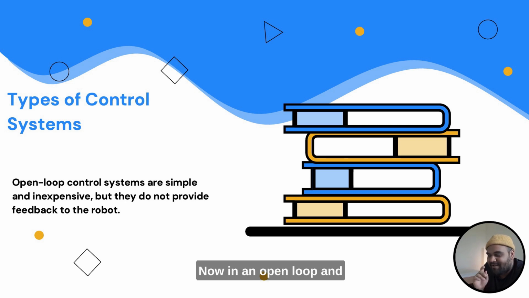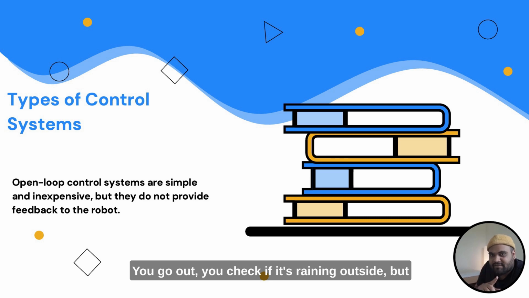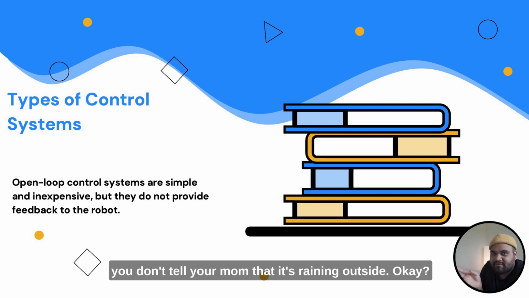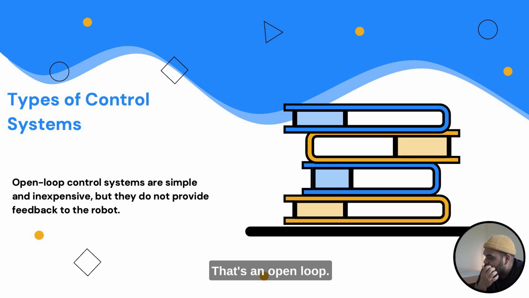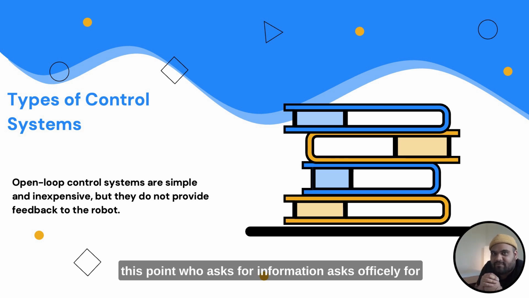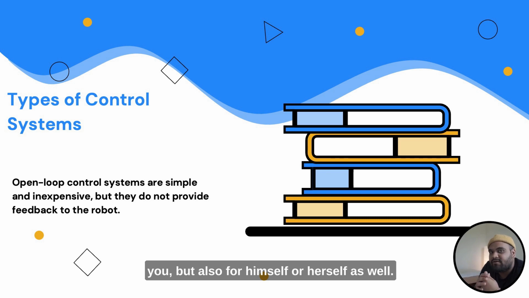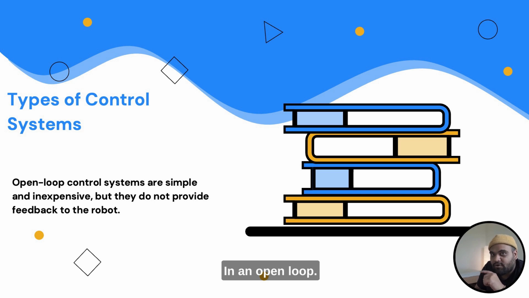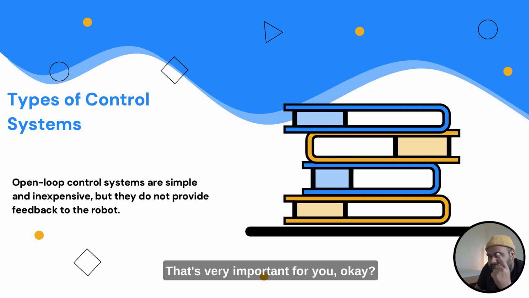Now, in an open loop and a closed loop, the exact same thing happens. You go out, you check if it's raining outside, but you don't tell your mom that it's raining outside. That's an open loop. A closed loop, however, is the one where you go outside, check if it's raining, and tell your mom it's raining. The main idea is that the person who asks for information asks not only for you, but also for himself or herself. In a closed loop, information is traveling in a closed path. In an open loop, it just goes one way. That's very important for you.